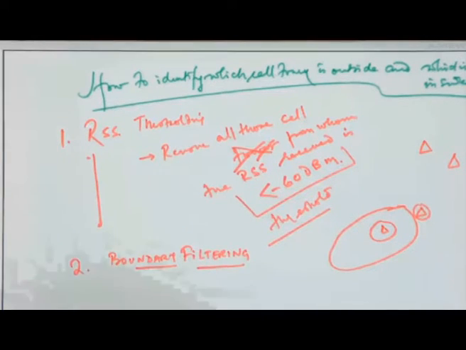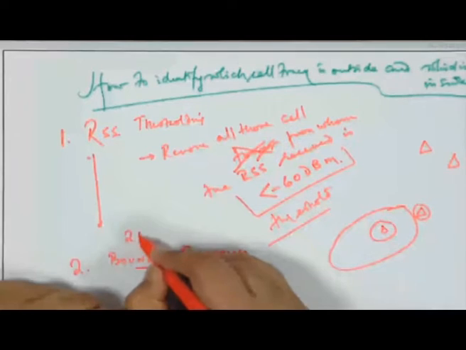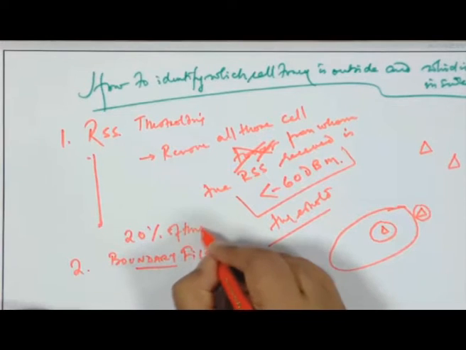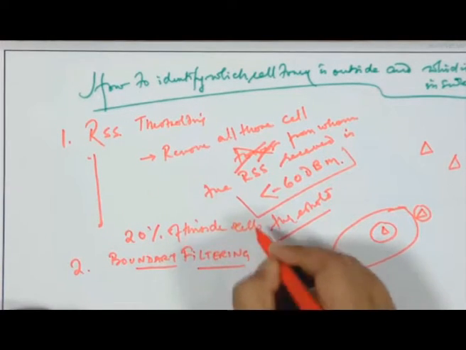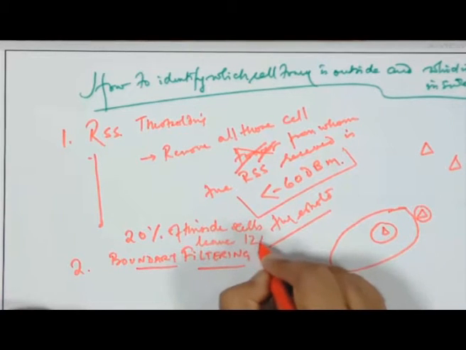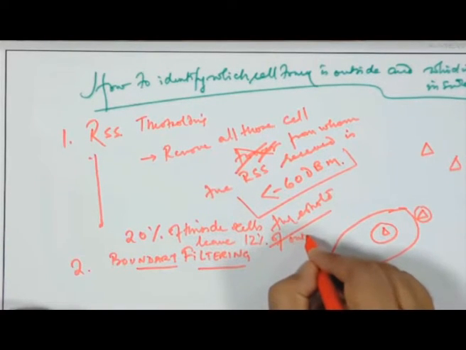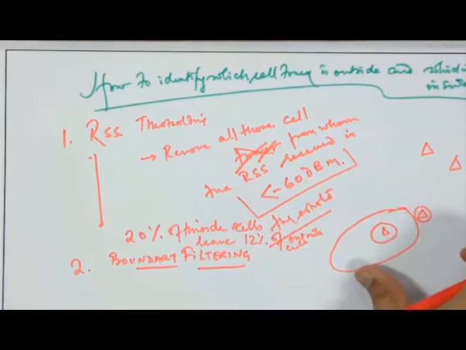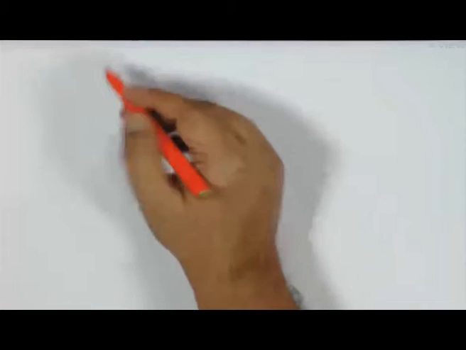So what they found is that just doing this, they eliminate 20% of inside cells and leave 12% of outside cells. Okay, so they still leave 12% of outside. So blindly thresholding would not work. The second is called boundary filtering. So what is boundary filtering? The second is boundary filtering.